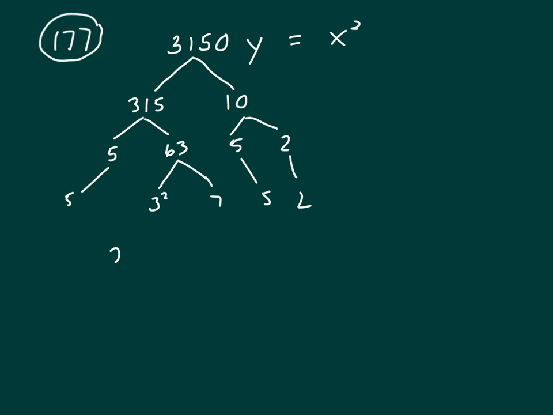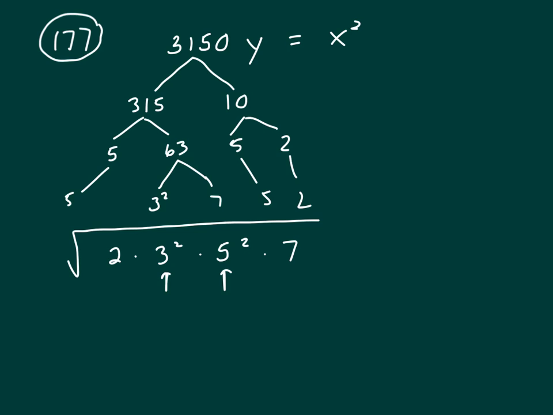So what do we have? We have a 2. We have a 3 squared. We've got 2 5s. And we've got a 7. Now, I'm going to put a square root over this to help us see. You could take the square root of 3 squared and get 3. You could take the square root of 5 squared and get a 5. You can't take the square root of 2, and you can't take the square root of 7.